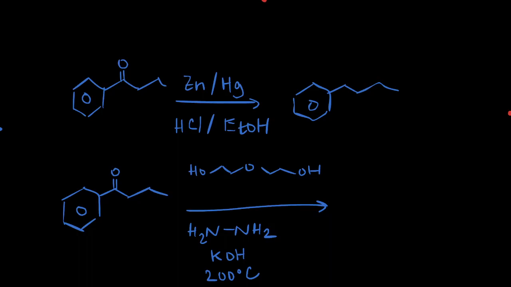But these are all necessary, and what will end up happening is the same exact thing that we get from our Clemmensen. Obviously, a completely different mechanism, but the desired product will be the same. We'll be able to effectively reduce our ketone here to form our desired product.